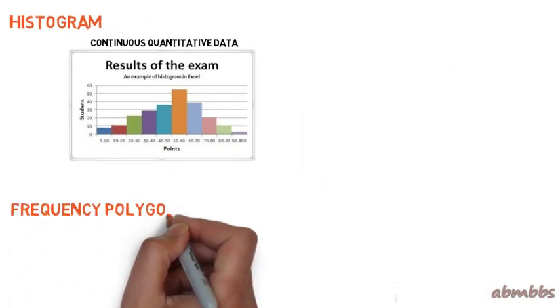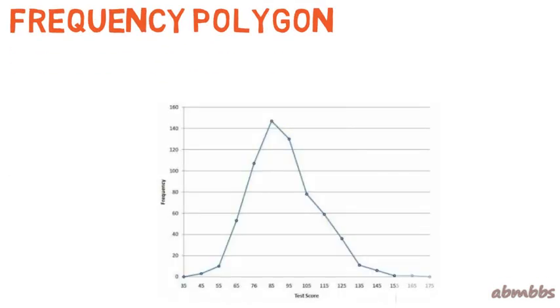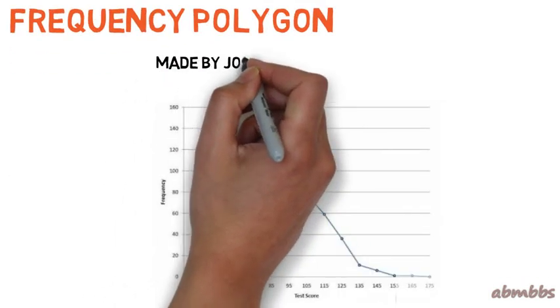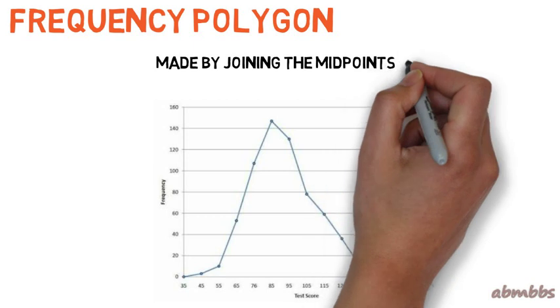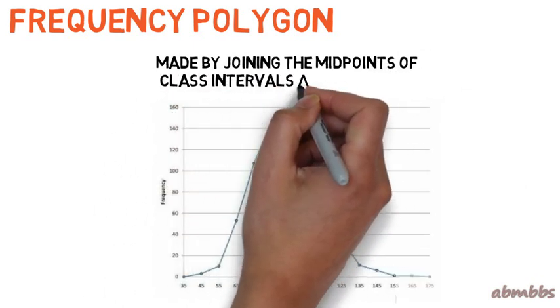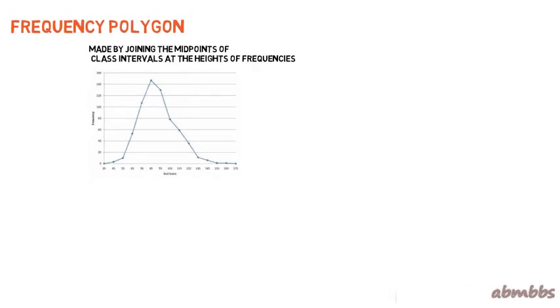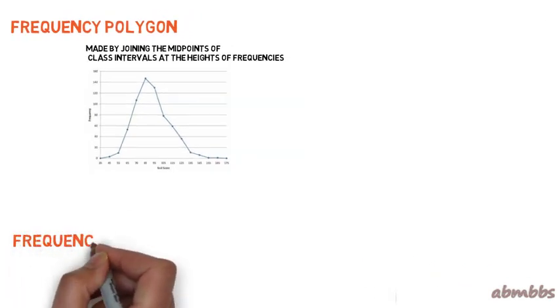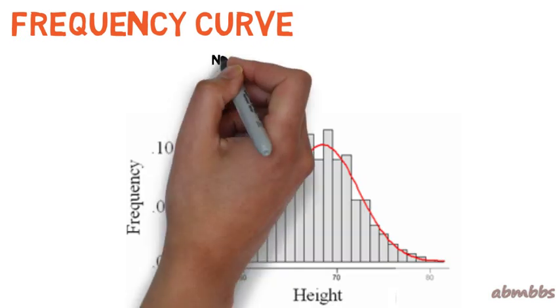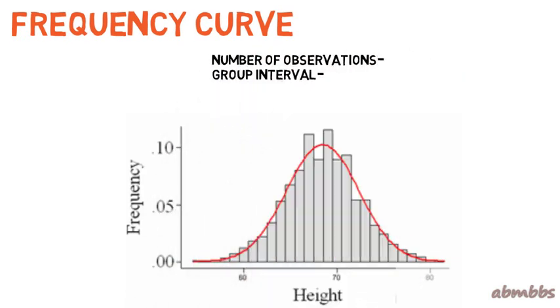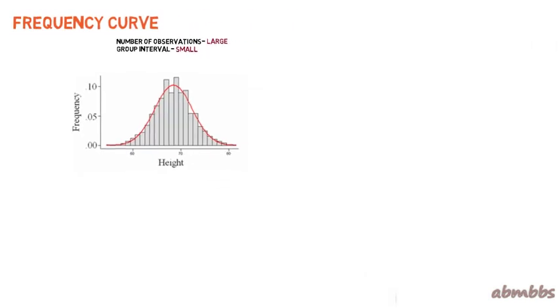Next comes frequency polygon. It is similar to a histogram except that it is made by joining midpoints of class intervals at the heights of frequencies. Next is a frequency curve. It is basically a frequency polygon that has a large number of observations and reduced group intervals. Hence, the angles are smoothened and it becomes a curve.